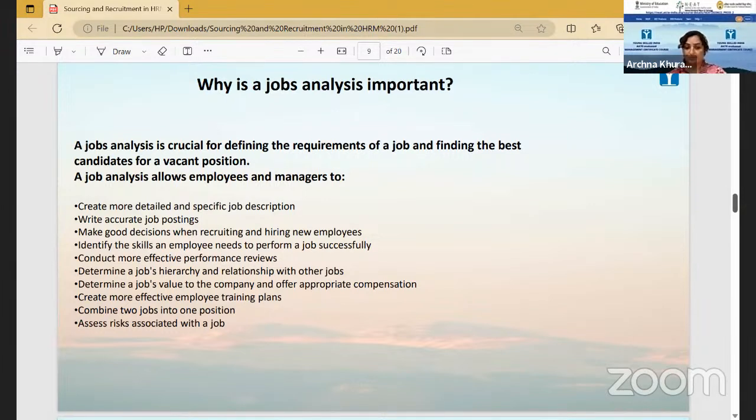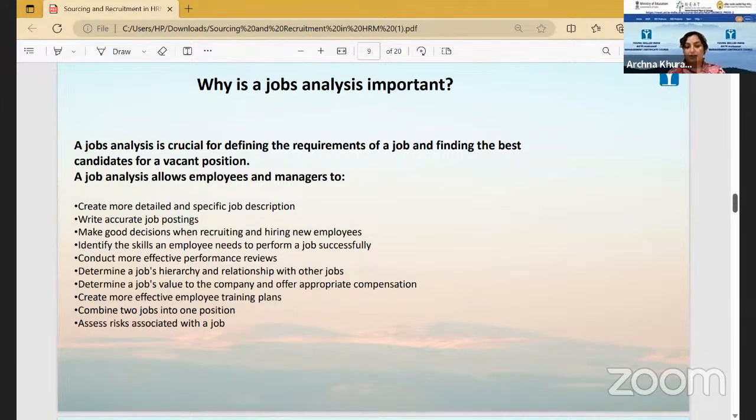Then conduct more effective performance reviews. 100% sure. I told you initially itself that job analysis can really have an impact on not just hiring, but also the performance management system, learning and development, succession planning, and career progressions that you're creating. It has a direct link with all these functions of HR as well. So it's very important for you to write it down really nicely in the first instance, so that all the functions that you're performing as an HR become much easier for you going forward.